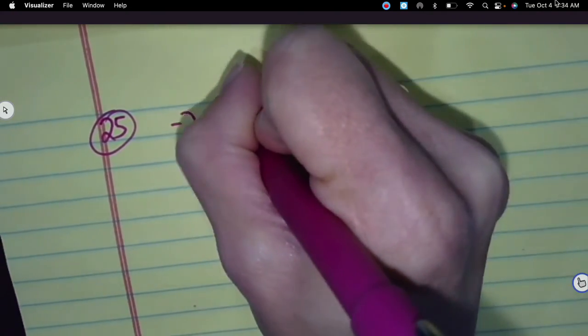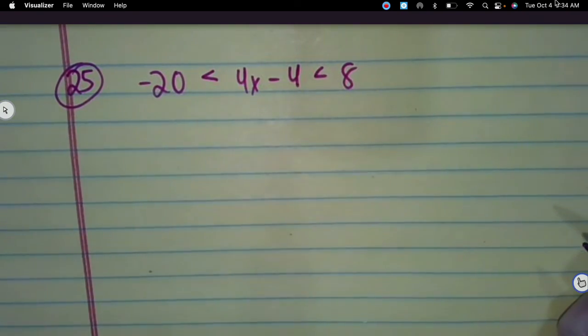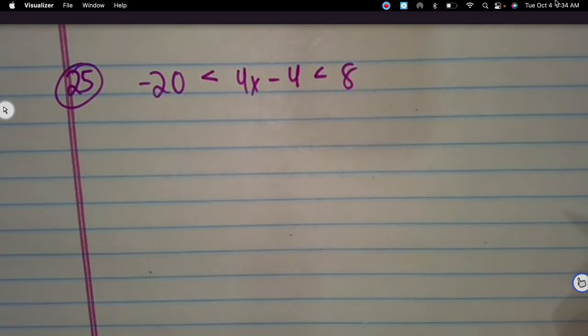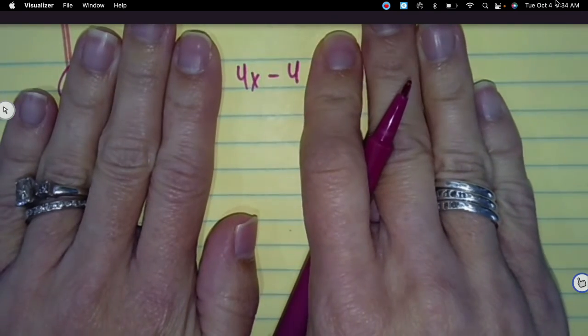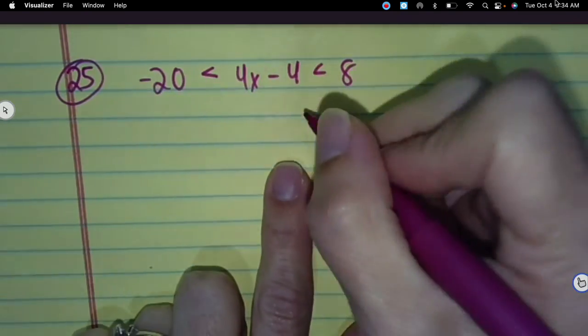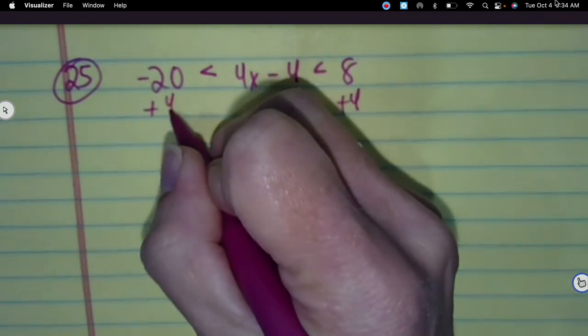25. Negative 20 less than 4x minus 4 less than 8. Okay, so on this one, kind of the same steps. What am I going to do first? Add 4. Yep, because what we're looking at is this right here, where my x is. I'm going to add 4, so I must add 4 to all that.